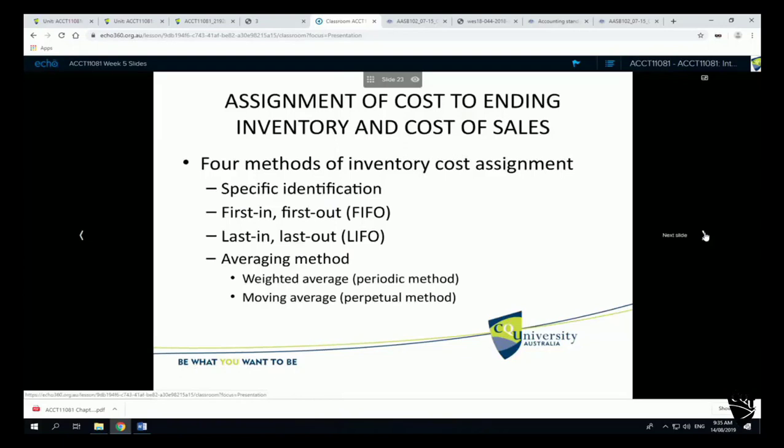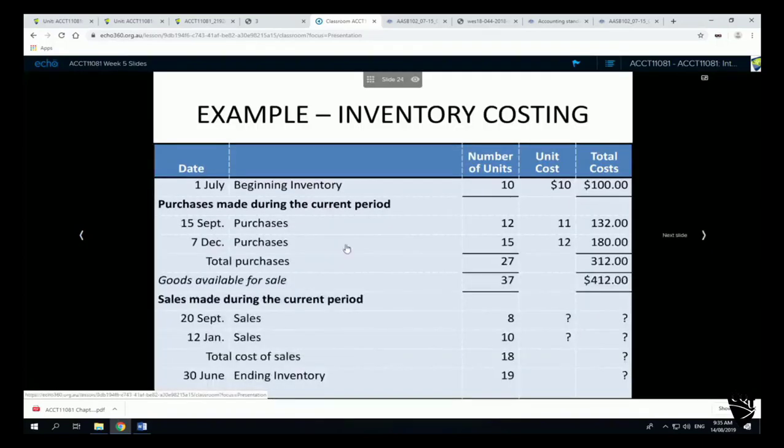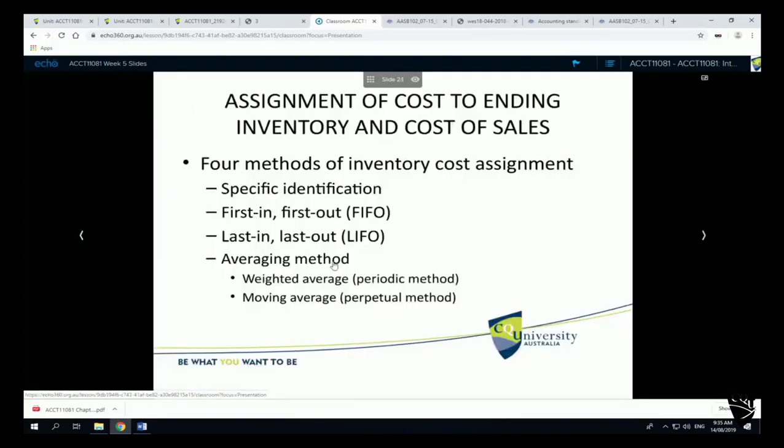There are 4 methods of inventory cost assignment. So there's specific identification, first in, first out, last in, last out, and the averaging method. And there's 2 different averaging methods depending on whether you're using the periodic system or the perpetual system. So that we've got the weighted average for the periodic method and the moving average for the perpetual method. So let's look at these in a bit more detail. And for step 7, I would expect you to discuss these cost flow assumptions as a very minimum. So we'll look through all of them.